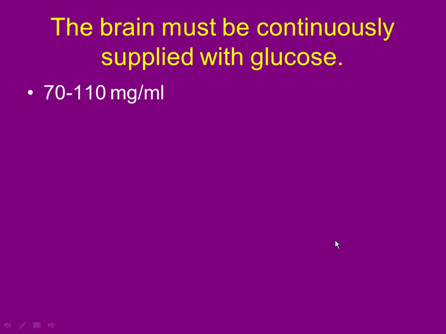Okay, so the brain has to continuously be supplied with glucose. Why does it always have to be supplied with glucose? Because it can't store it. It can't store sugar. It has to always be provided with sugar. If you cut the brain off from sugar, you've got about 5 minutes before it starts shutting down. And then ideally, you keep it between 70 and 110. Right around 80 or 90 is actually ideal.